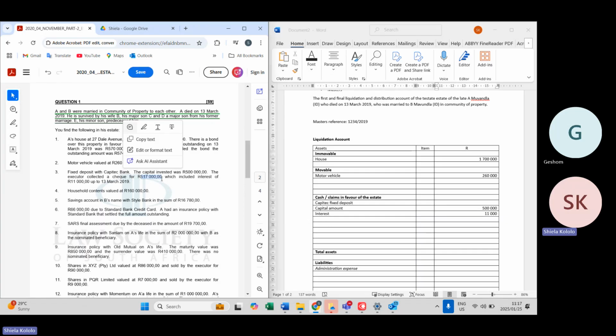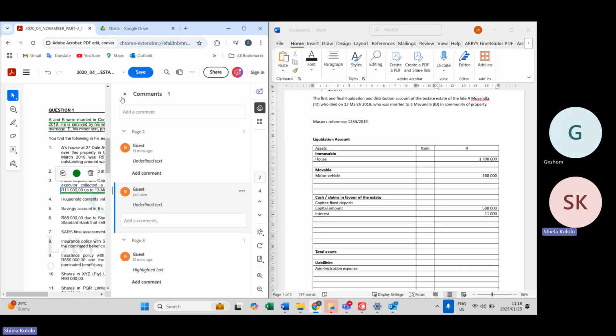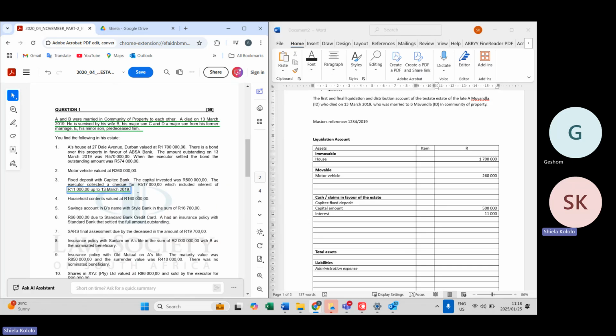So never let this confuse you. You will always see they said 11,000 up to the 13th March 2019. And he died when? On the 13th of March 2019. So this is not just the date in general. You must always look at the date. Then it always tells you that, okay, up till date of death, this is what we had. So now because we know that the 6,000 here was after date of death, we're going to put it in our income and expenditure. Any questions?